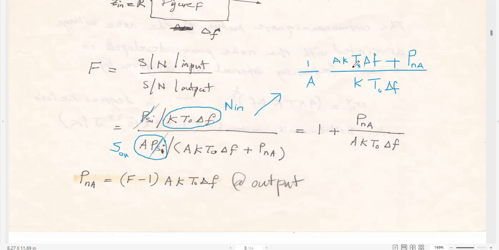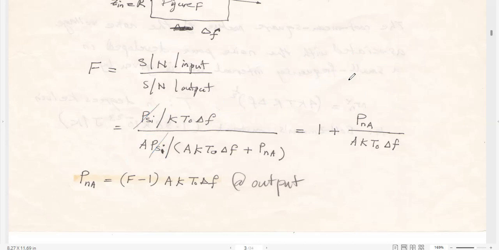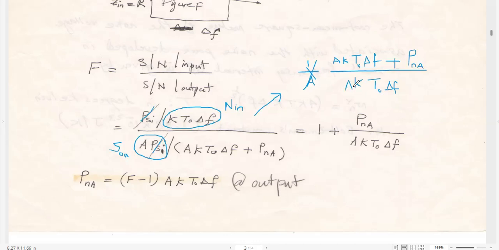You can see that we have A K T naught delta F, A K T naught delta F. So this will cancel with this. You can cancel this and put A here. So this is equal to this. This over this is 1 here. Okay. And plus P_nA over this value, A K T naught delta F.